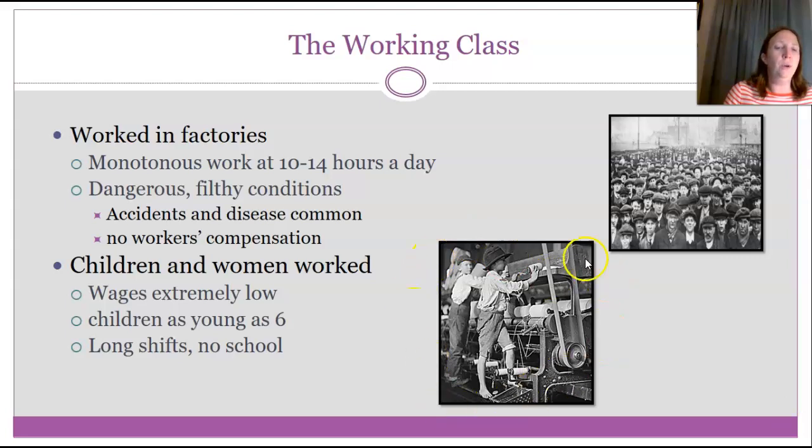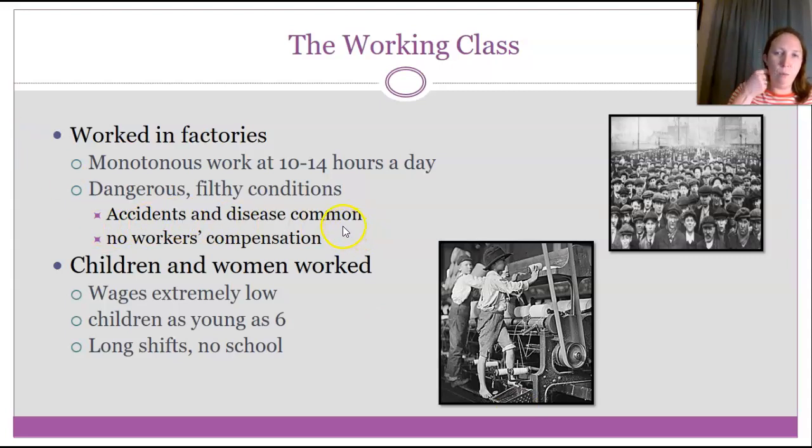So machines would be crammed into spaces. People would work when they got tired. People would not get rest even when they got tired. They might not have lunch breaks. They might not have bathroom breaks. It might be hot or dirty. And so accidents and disease were common.